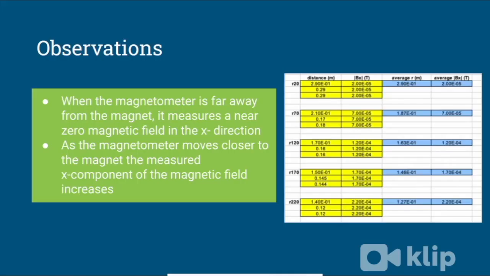Based on our experiment, we made these two main observations. When the magnetometer is far from the magnet, it measures a near zero magnetic field in the x direction, and as the magnetometer moves closer to the magnet, the stronger the magnetic field.